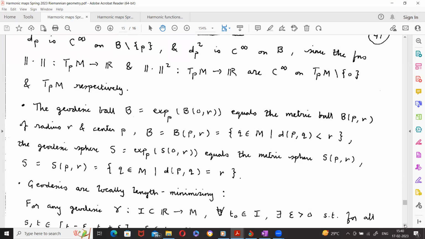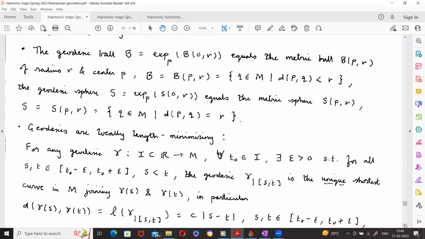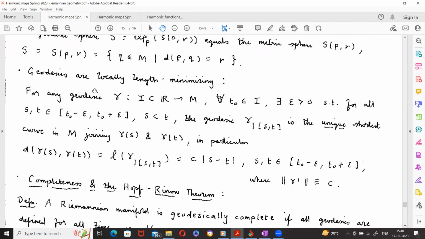So I'm not going to prove these facts. All right. So we saw that for a submanifold of R^n, a necessary condition for a curve to be of shortest length, if it had constant speed, was that it had to be a geodesic. And so we have a partial converse to that. Namely, geodesics are locally length minimizing.